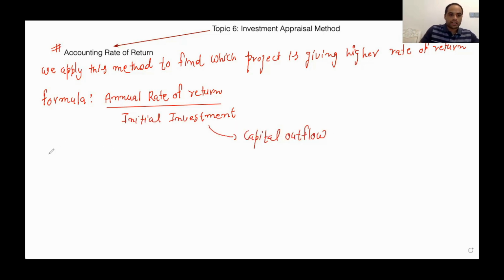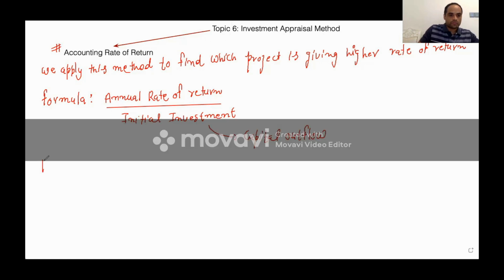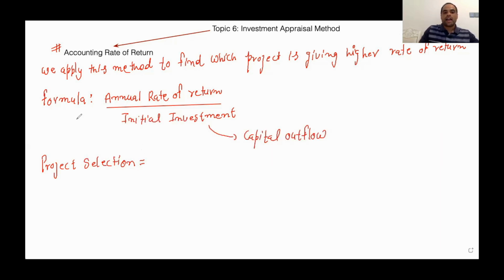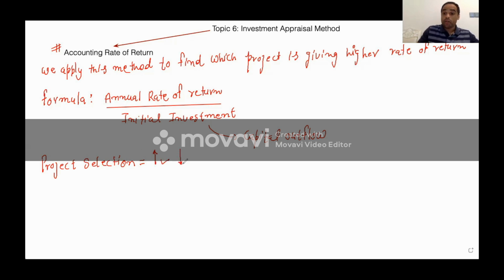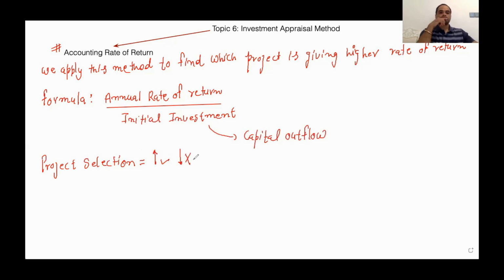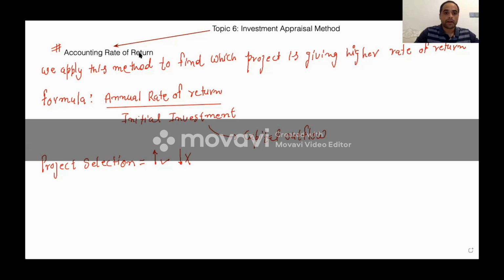So how to select the project? Project selection depends upon your annual rate of return. If any project has a higher rate of return compared with other projects, we will select it. If a project has a lower rate of return compared with others, we will reject it. All right. So this is your accounting rate of return. Now let's have a look at the question, and then you will calculate it for me. So I'm going to show you the question.